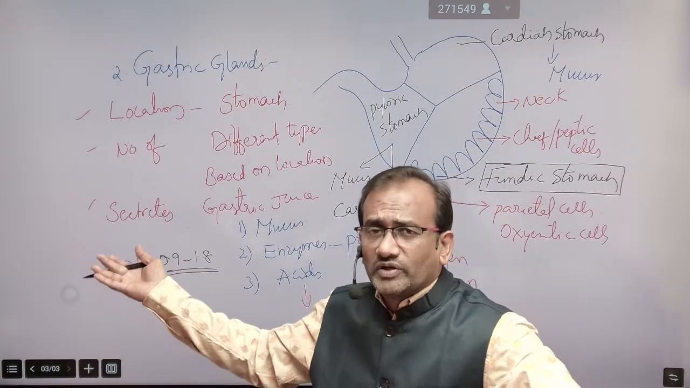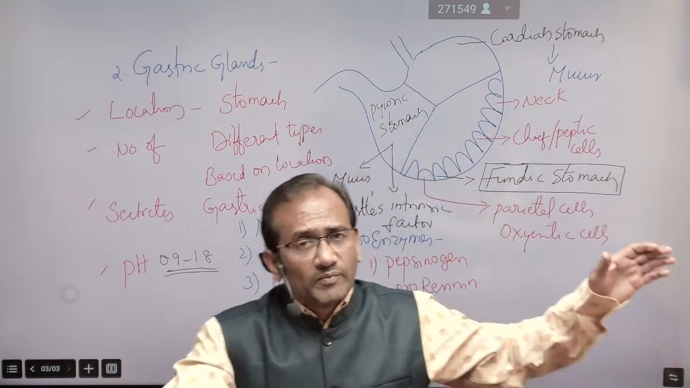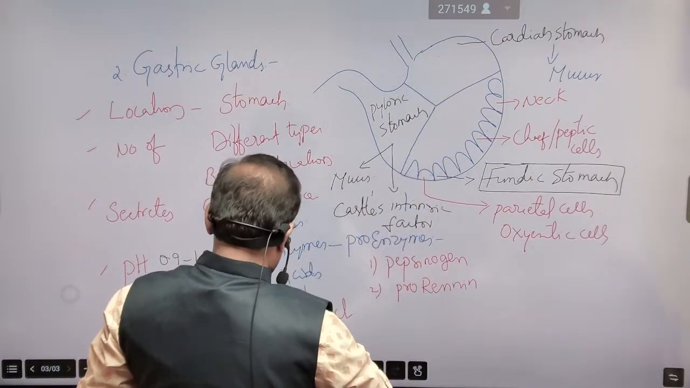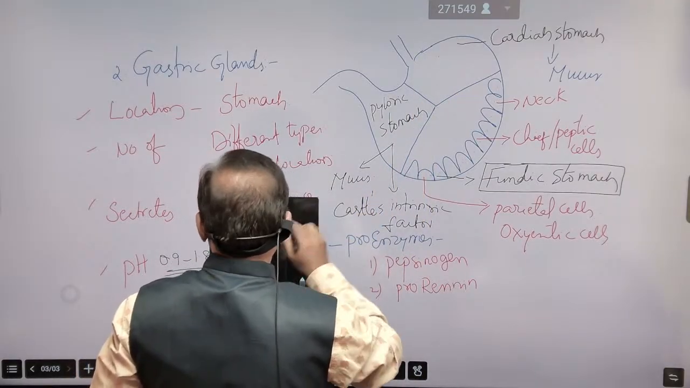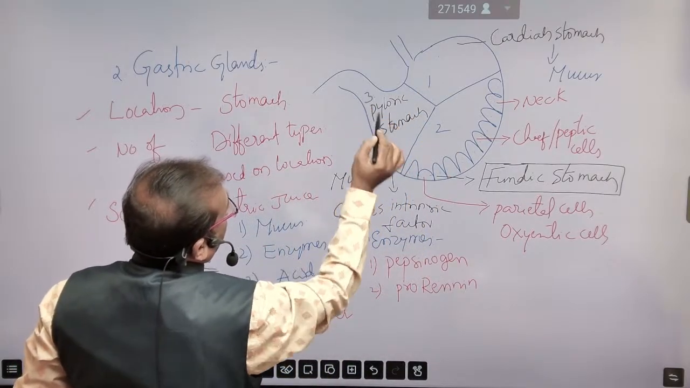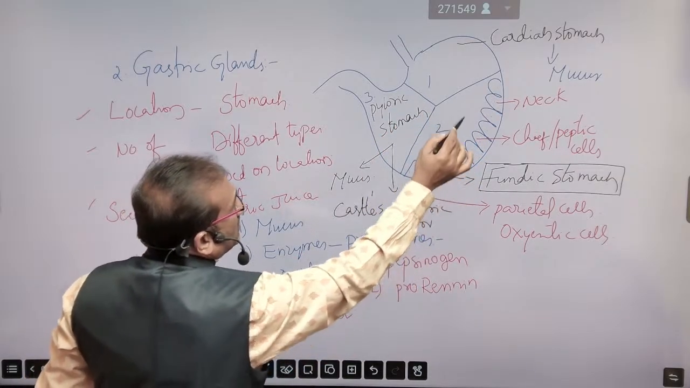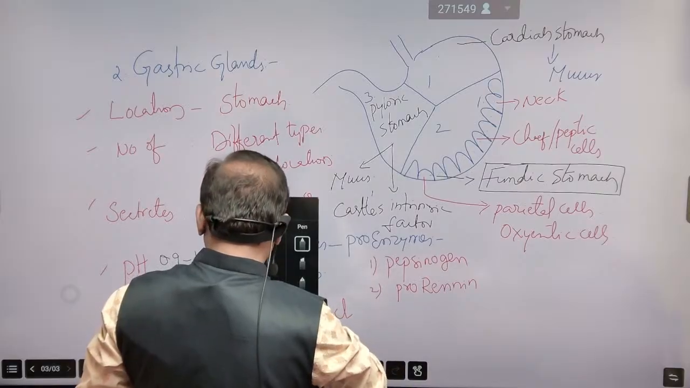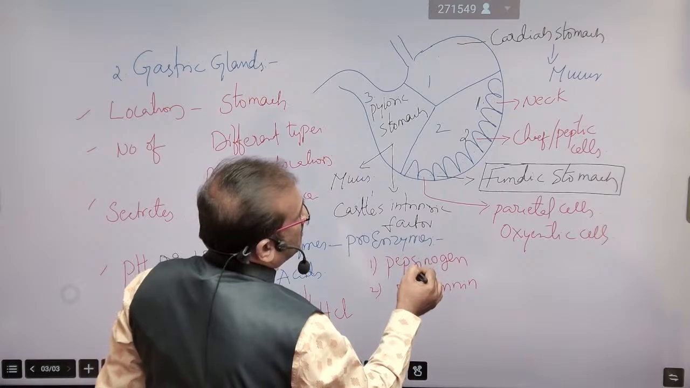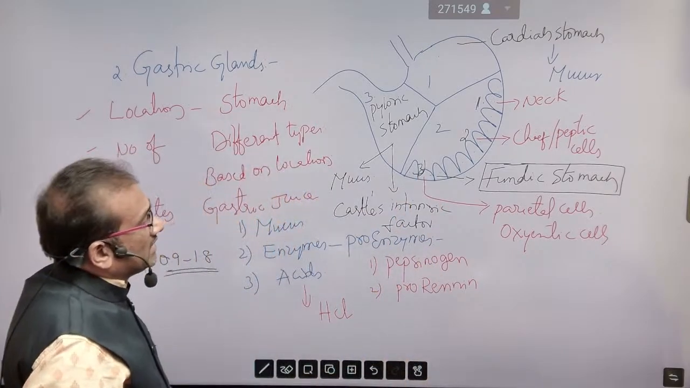And the second gland we also completed, that is the gastric glands. The gastric glands' location is the stomach. The stomach has three parts: the cardiac stomach, the fundic stomach, and the pyloric stomach. The cardiac stomach secretes mucus. In the fundic stomach, once again there are three types of cells: neck cells, chief cells or peptic cells, and parietal cells, also called oxyntic cells.